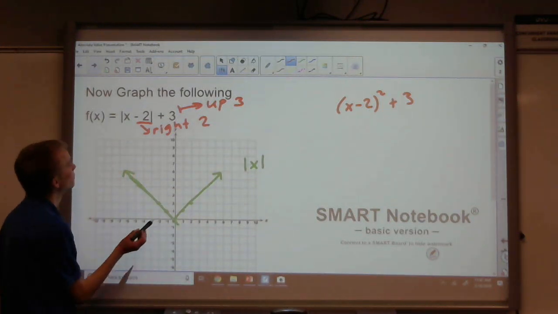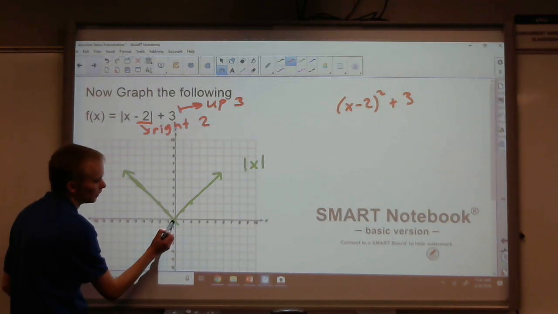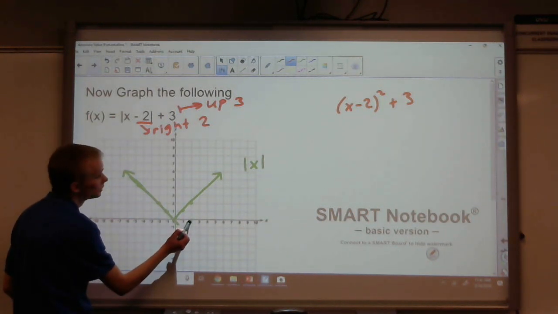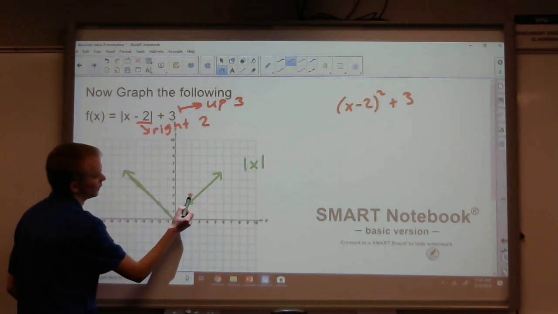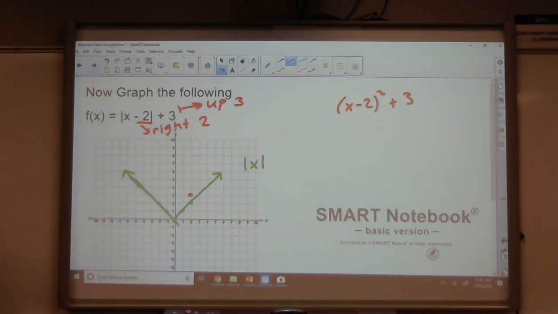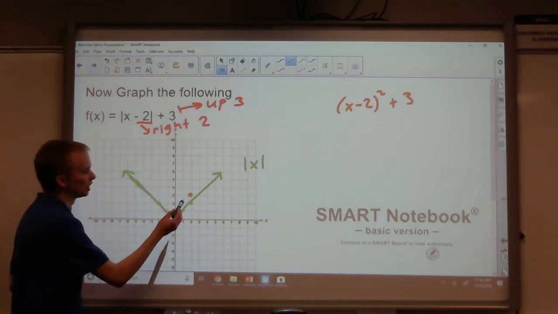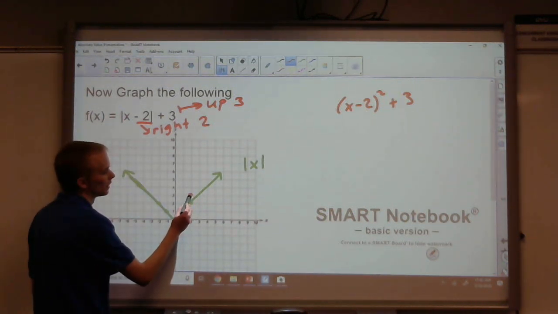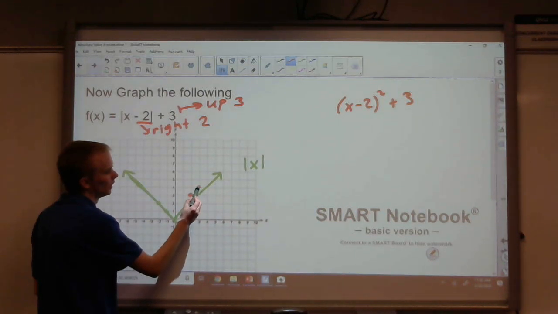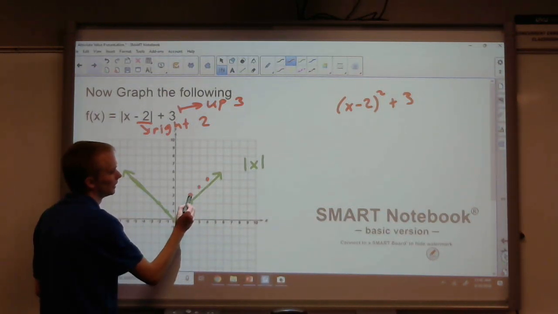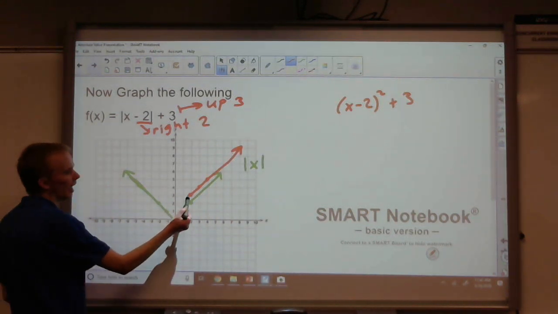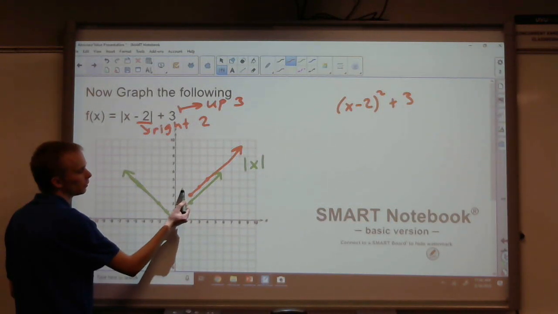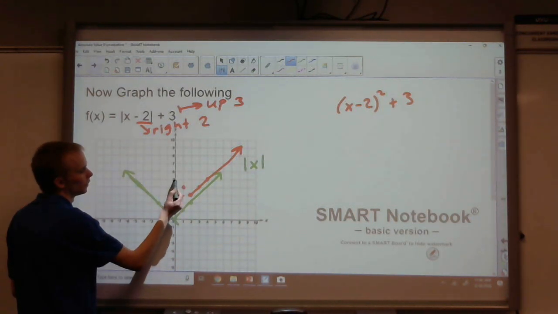So I'm just going to go to my graph. Right 2 from 0, 0 is 1, 2, and then up 3. 1, 2, 3. So that's my new point, my new corner point of the V. And then I just sketch in the same shape. So I go over 1, up 1, over 1, up 1 on this side. It's going to look like that. And then my other way, it also just goes over 1, up 1. Over 1, up 1.